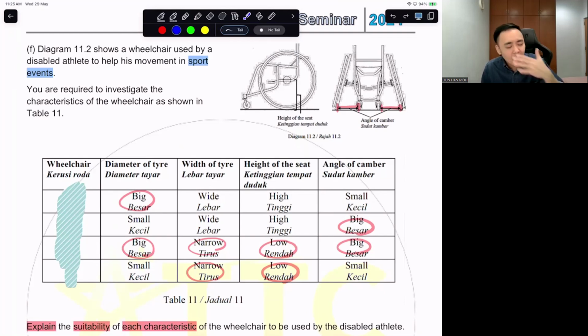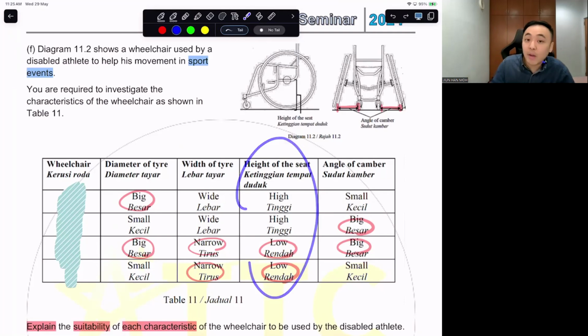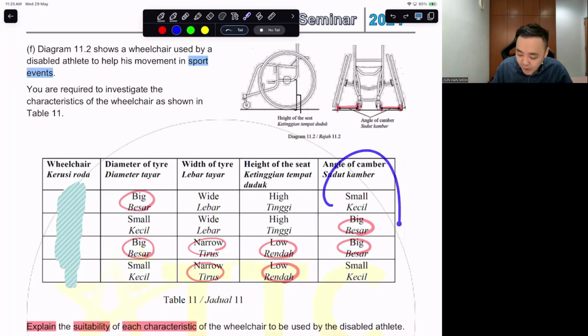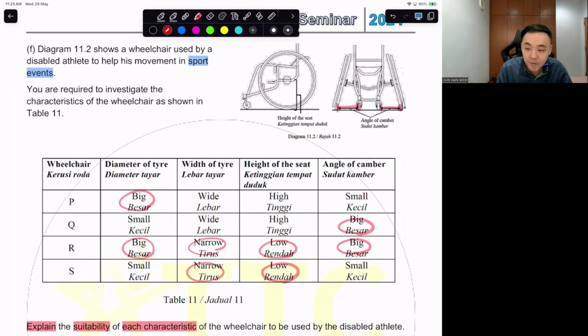There are many reasons causing the stability to change. For example, the height controls the center of gravity. That's why it is more stable. The angle of camber controls stability, because now your base area is bigger. So what is the reason behind more stable? You have to explain. Okay, then finally we go back to the first point here.